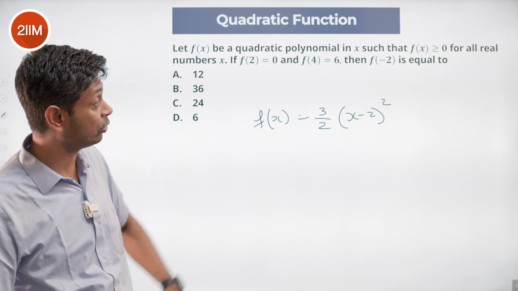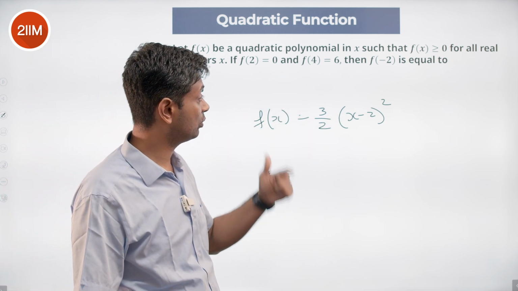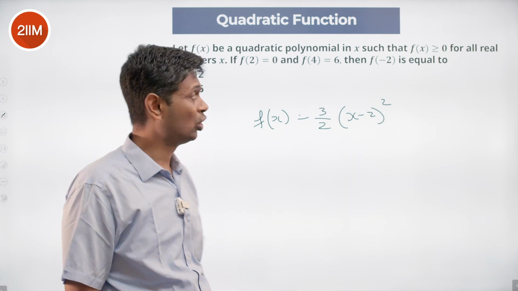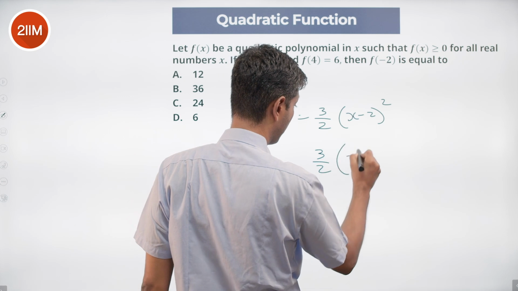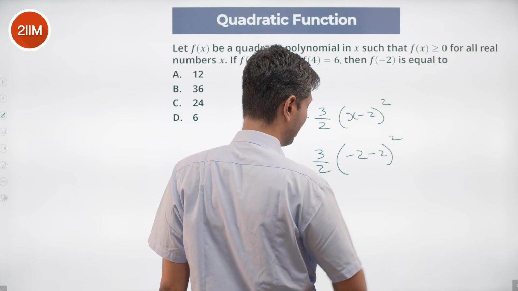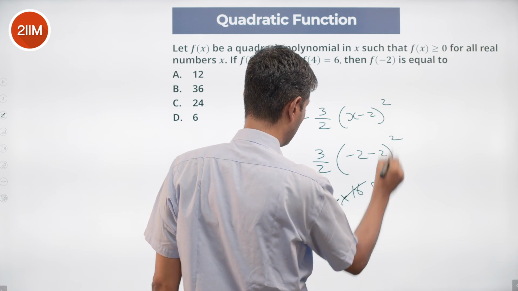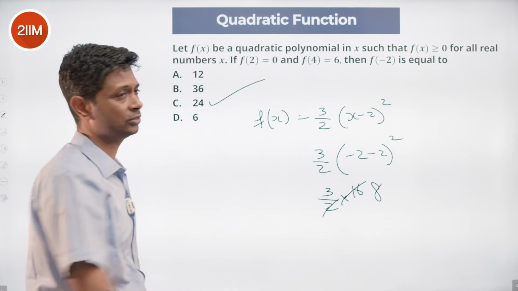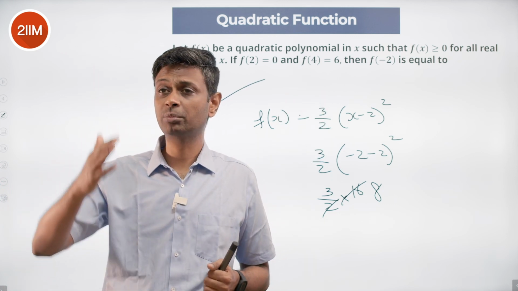This will have f of x greater than or equal to 0 for all real values. This will have f of 2 equal to 0. This will have f of 4 equal to 6. Everything gets satisfied. f of minus 2 is 3 by 2 times minus 2 minus 2 the whole square, minus 4 square, 3 by 2 into 16, 3 into 8, 24.